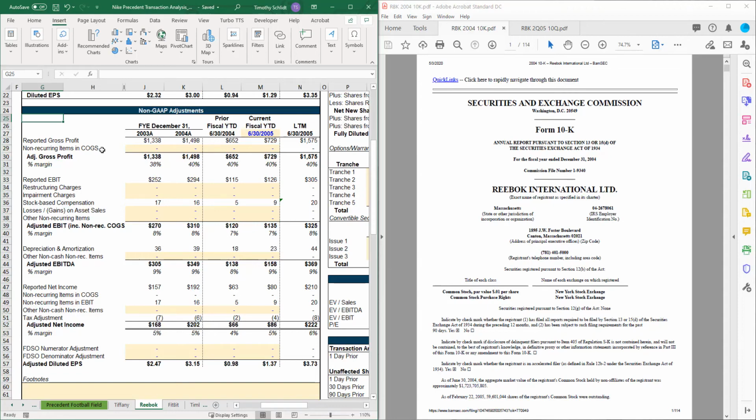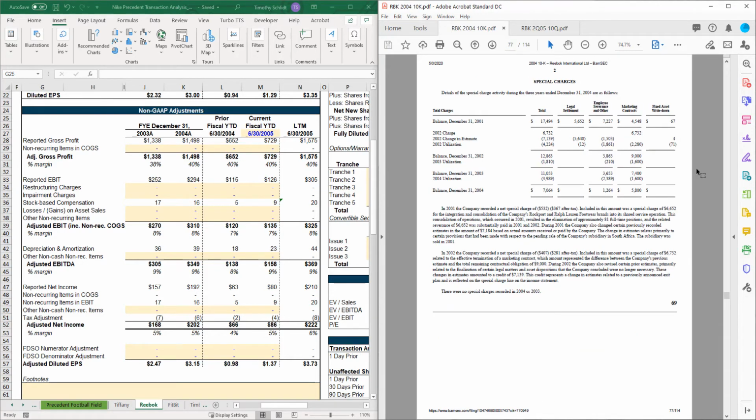Next in our analysis, we turn to spreading non-GAAP adjustments. Now, there's not going to be an incredible amount for Reebok, but nonetheless, there's a few I want to dig through and just show you guys. So let's start off in the 10K here. Follow along with me. I'm in the 2004 10K, and we're going to turn to page 77 of this.